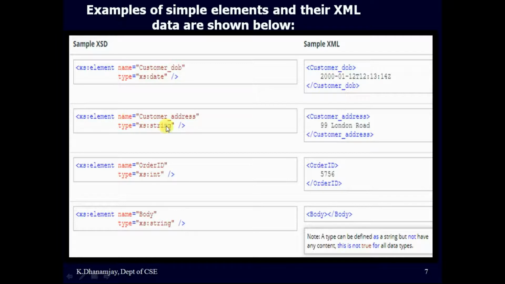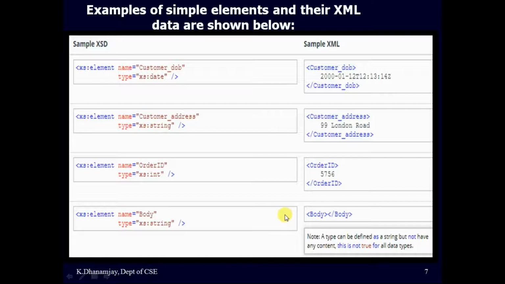Okay, he took another one, that is customer address. Customer address is of data type string, so the type is XS colon string. Here he can specify something like 99 London Road. This is the XML part and this is the XSD schema definition. Okay, and what about an integer value? If it refers to order ID or salary or amount, you can use an element name like that. And the body is considered a string, so like this. You can specify it, or without that, no problem.